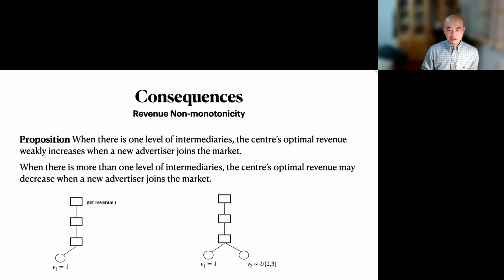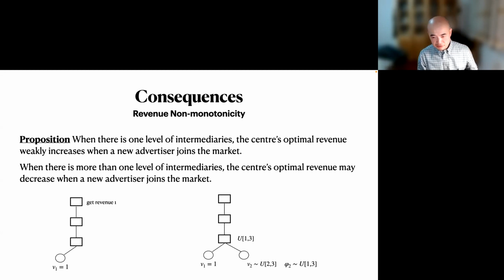Now suppose another advertiser joins the market, and his value is uniform between 2 and 3. Then the virtual value of this new advertiser is uniform between 1 and 3. And therefore the bid made by the DSP to the first level DSP is uniform between 1 and 3. The first bidder is basically ignored.